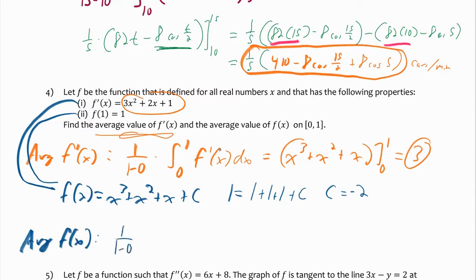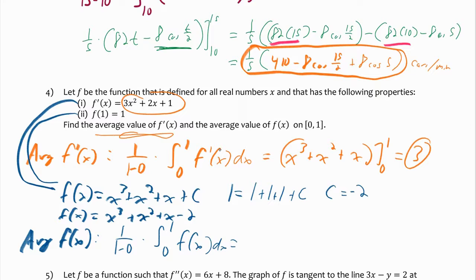1 over 1 minus 0 times the integral from 0 to 1 of f of x. So that would be the integral of the function f of x. And if I can sneak it in here, I know f of x is equal to x cubed plus x squared plus x minus 2 because we figured out what the c value is. So let's see, I need to put f of x dx.